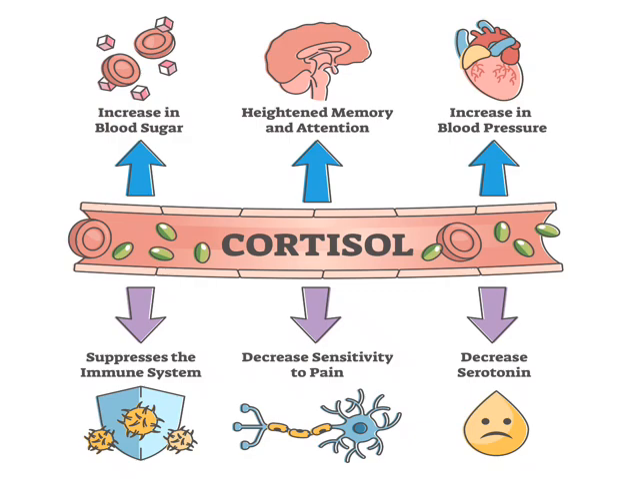So more on cortisol. An increase in cortisol level would result in an increase in blood sugar. It would also result in a suppression of the immune system. Cortisol also would heighten memory and attention, and can also result in decreased sensitivity to pain. And it also increases blood pressure and would also decrease serotonin.